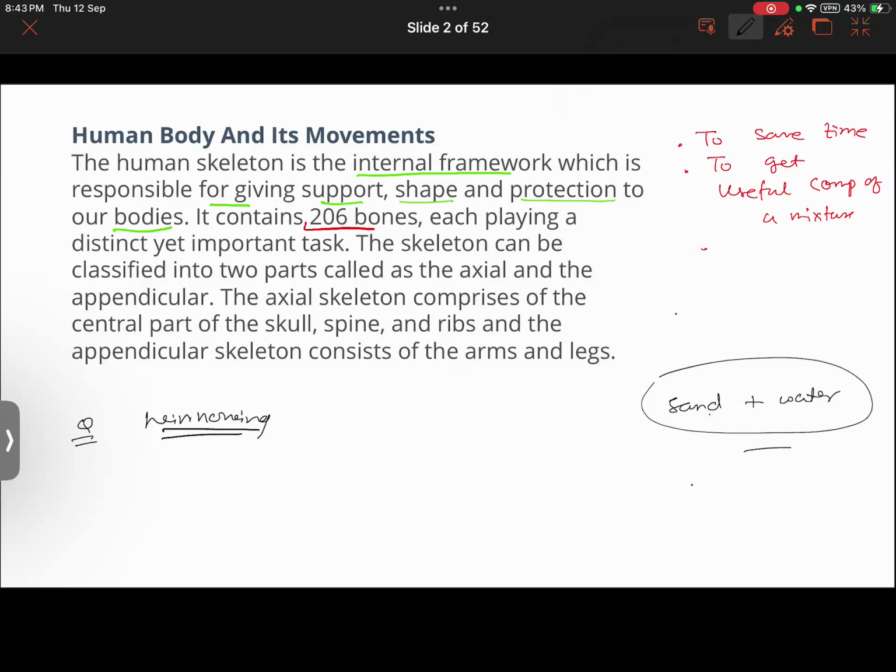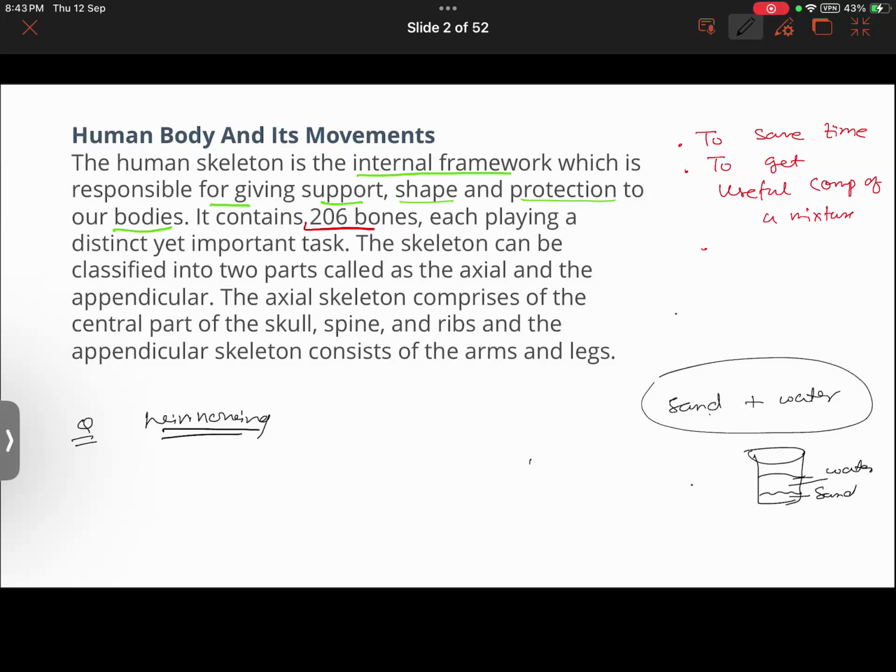You will allow the mixture to rest undisturbed for some time. Yes, sir, the sand will settle down now. Sand will settle down, and the water will accumulate on top of it. And slowly we can pour the water into the next container. Okay, that is one thing.